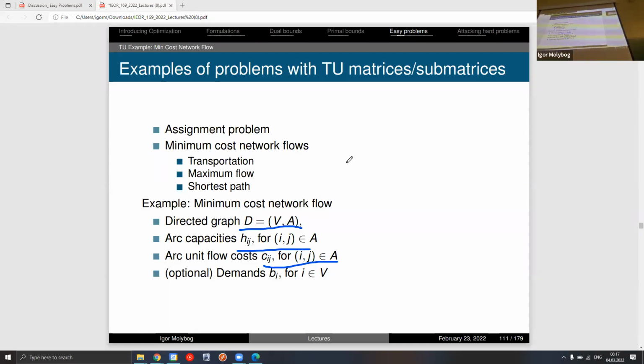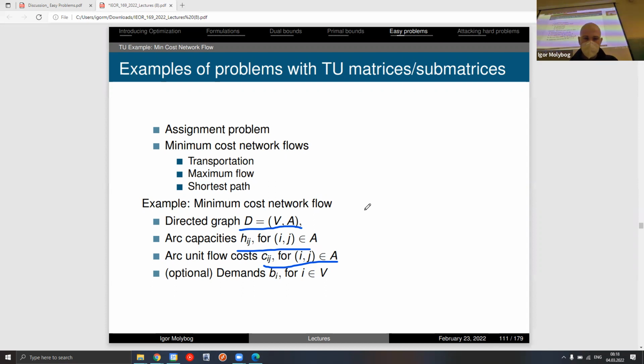Graph, and for each arc, there are at least two numbers. Normally, it's actually three numbers. The first one is the cost, then the upper bound, and then the lower bound, optionally. And for each vertex, there's a number that is a demand. So you have a weighted graph like that.